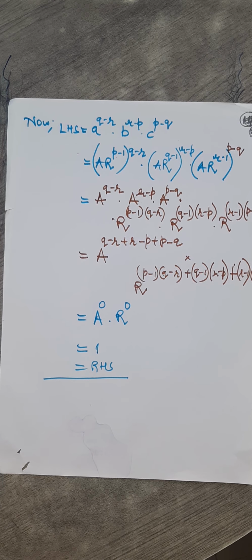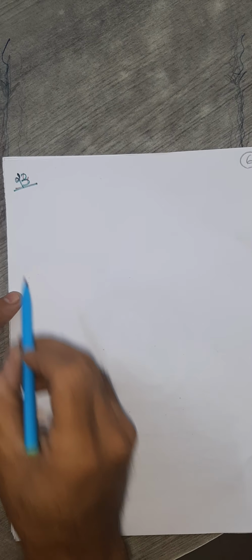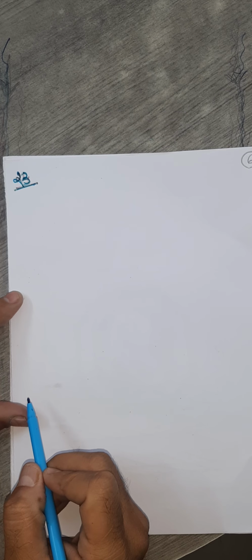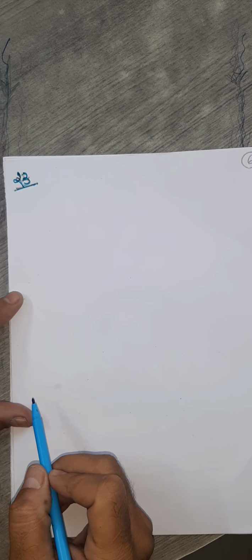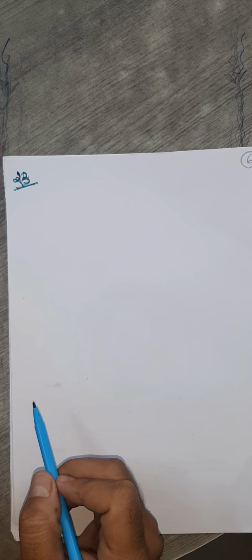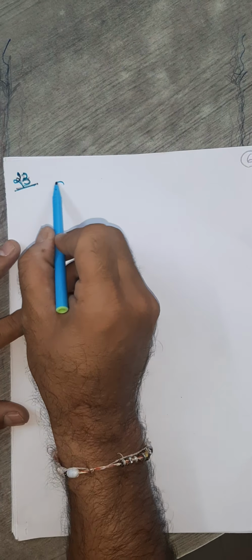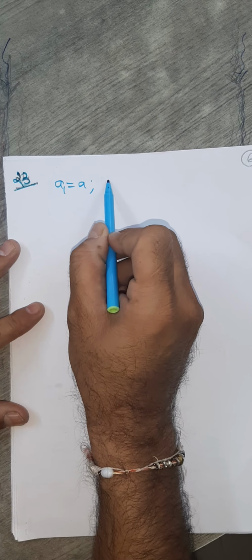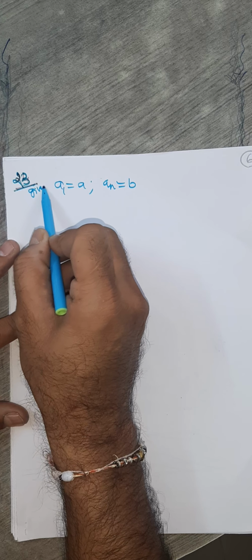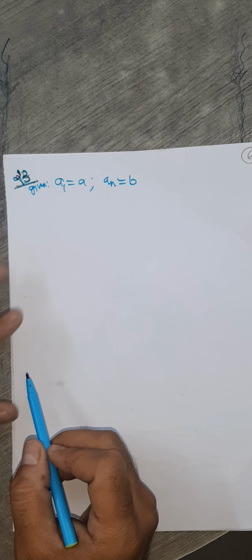Now let's go to the next, 23rd. Question number 23 here. The first and nth terms of a geometric progression are small a and small b respectively. So here a1 is a and the nth term is b. This is given. What is asked?